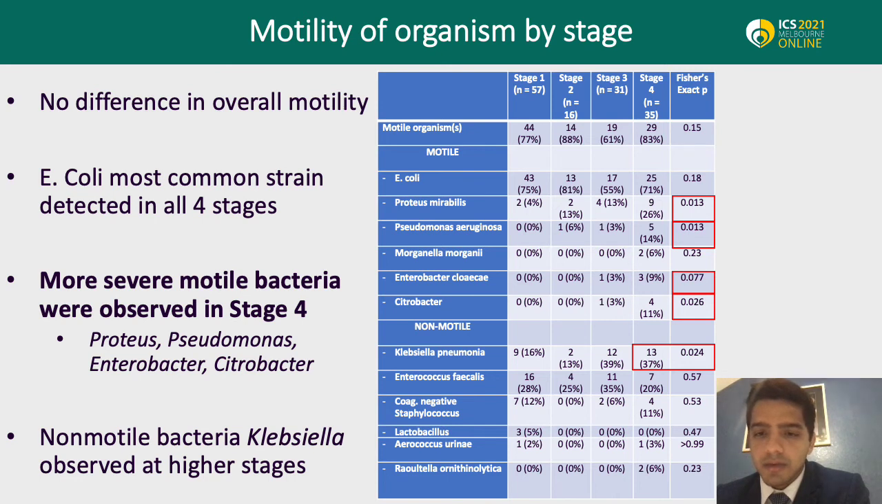Regarding motility properties, we observed no difference in overall motility. We also observed that E. coli was the most predominant strain amongst all 4 stages. Excluding E. coli, we noticed that patients with stage 4 cystitis had a preponderance of more severe motile bacteria, specifically Proteus, Pseudomonas, Enterobacter, and Citrobacter. Also, we observed that the non-motile bacteria Klebsiella was observed at higher stages such as stage 3 and stage 4.